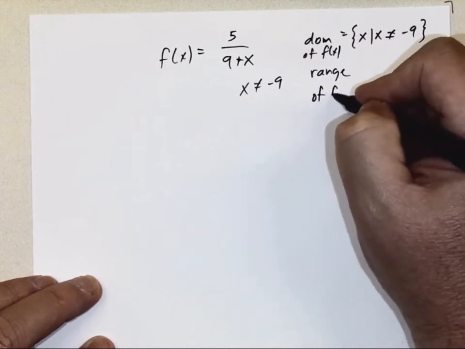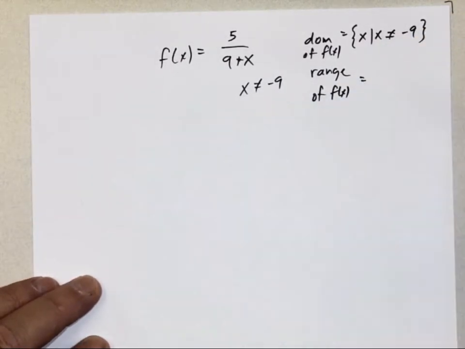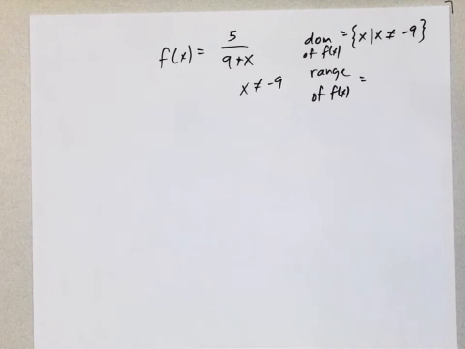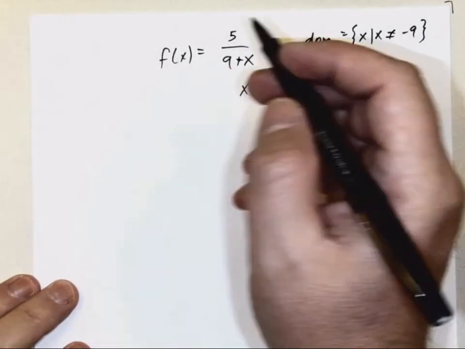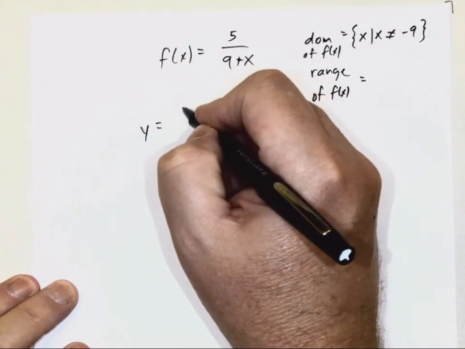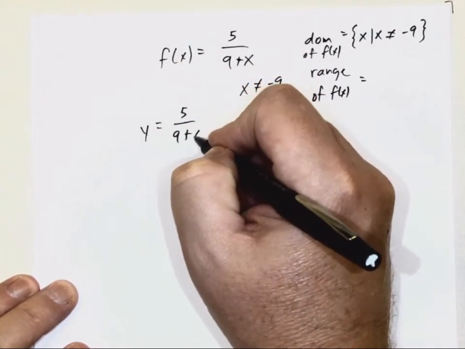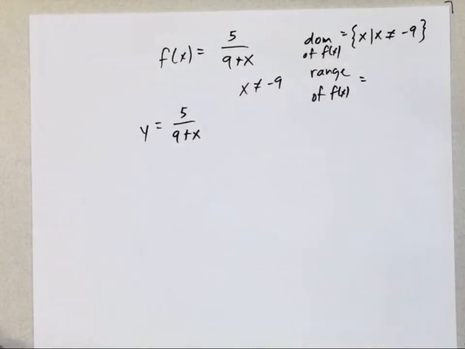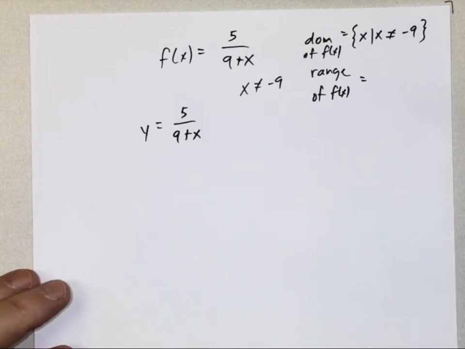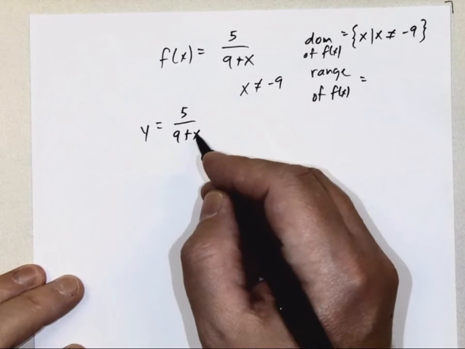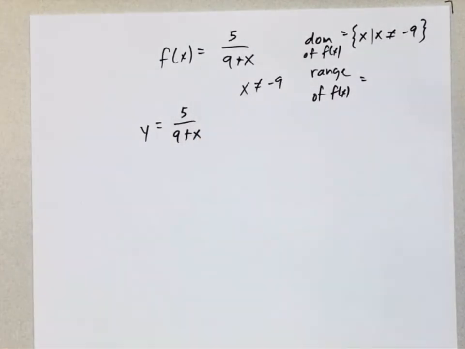The range are all the possible values of y. Once again, if I rewrite this as y equals 5 over... Range can be a little tricky because you just have to think in your mind about what's going on here and ask, are there any numbers y cannot be? Can y be negative? Yeah, y can be negative, because if I make x a big negative number, the whole thing can be negative. y can be big, it can be small.